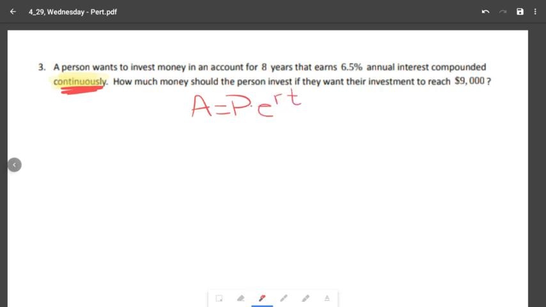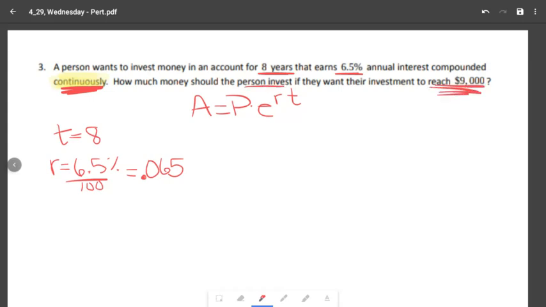So there's our formula. We want to invest money in the account for 8 years, so that 8 is our time, T. We have 6.5%, so that is our R. And again, divide by 100, so we have 0.065. Now this time we want to know how much we should invest, because we want to reach $9,000. So the 9,000 is our final amount this time, the A.